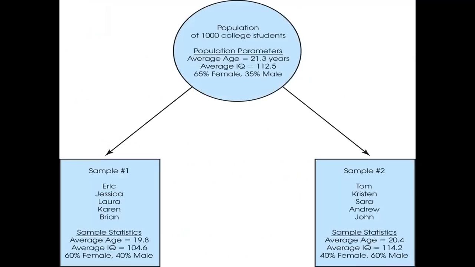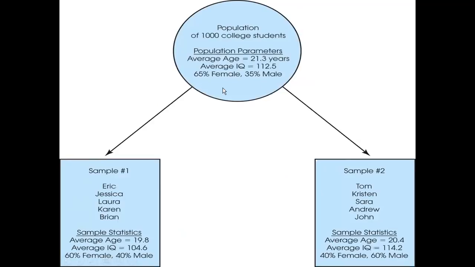Here's another visual that does a good job of getting this point across. Here we have a population of 1,000 college students. Let's just pretend that we have 1,000 students here at Pima, or maybe we're looking at 1,000 students at the U of A, that are enrolled in a certain program or a major. For our intents and purposes, this is the population, and here are the parameters. The average age of the population is 21.3. The average IQ is 112.5. And the sex breakdown is 65% female and 35% male.